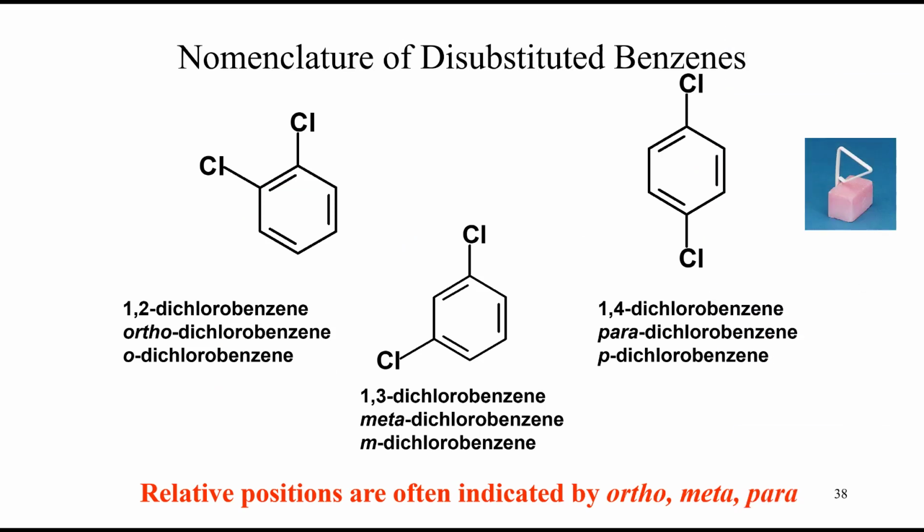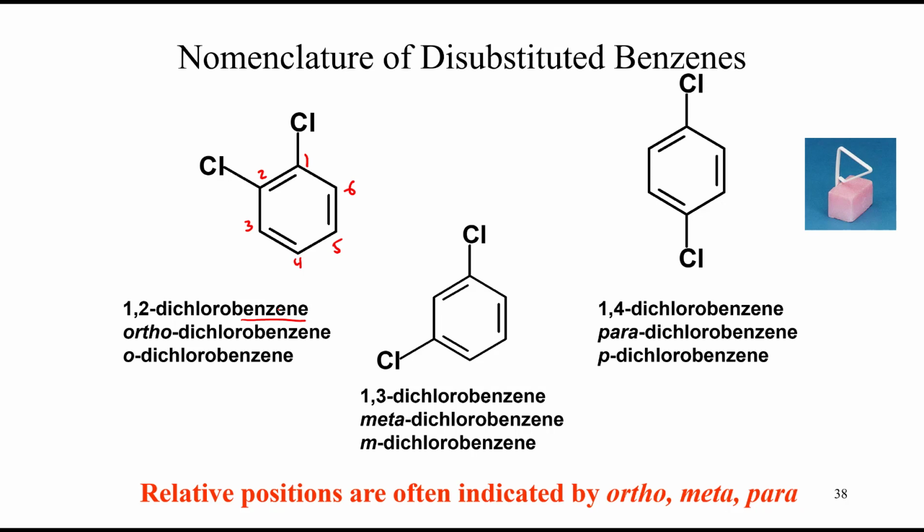In naming disubstituted benzene rings, we follow the same protocols that we've used before. You give the first substituent or the parent functional group the lowest possible number on the chain. In this case, it's a ring, so it would be 1. And then we would say 2, 3, 4, 5, 6. And then we use benzene as the parent name. And this one would be 1,2-dichlorobenzene.